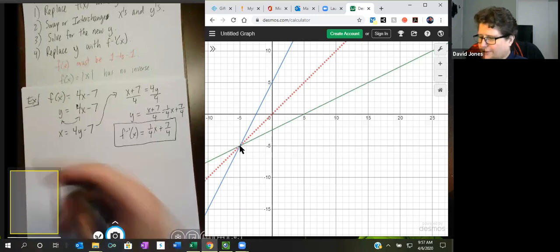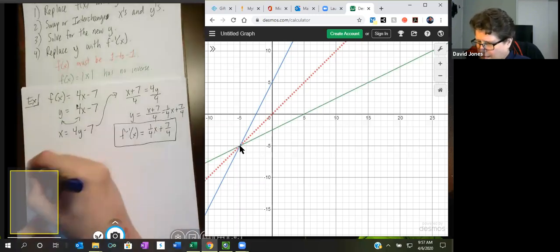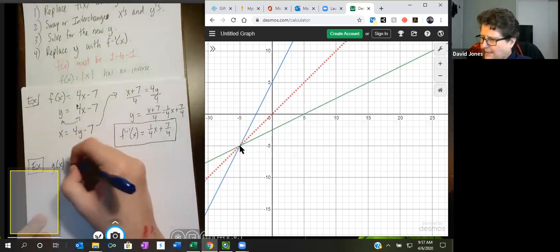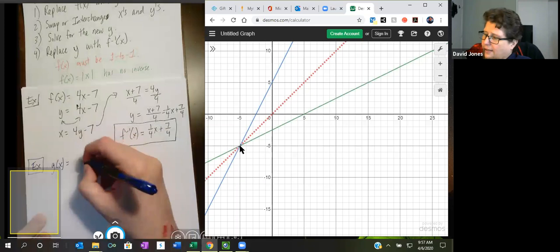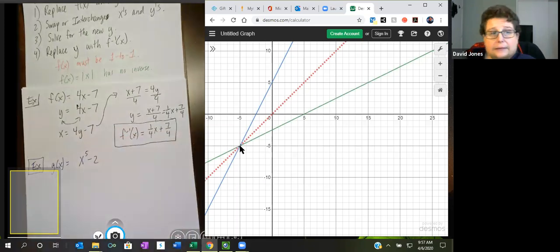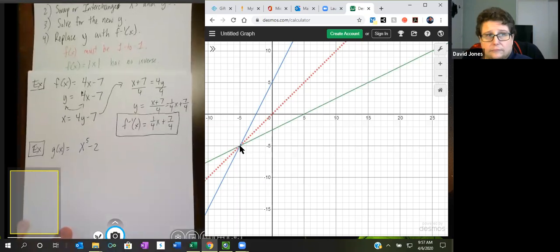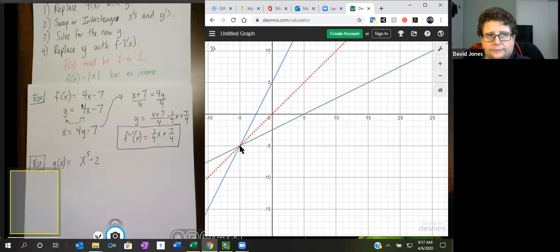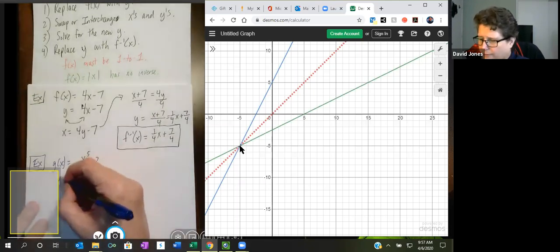Here's an example for you to try. g of x equals x to the fifth power minus 2. Don't let the fact that it's g of x throw you off. It still represents a function. We'll replace that with y.